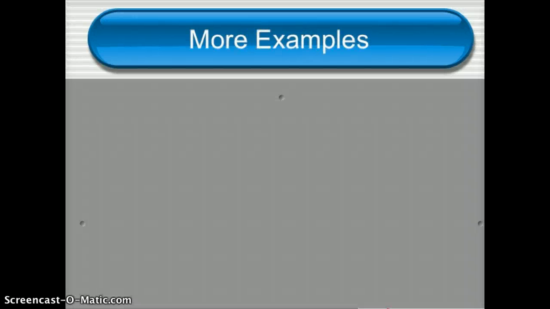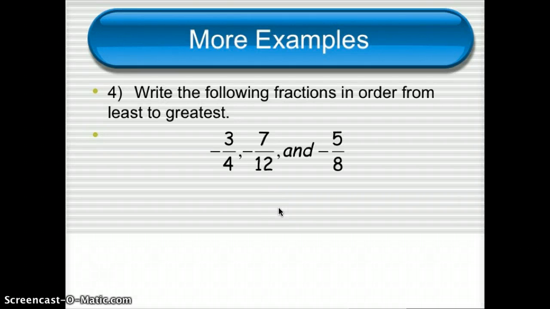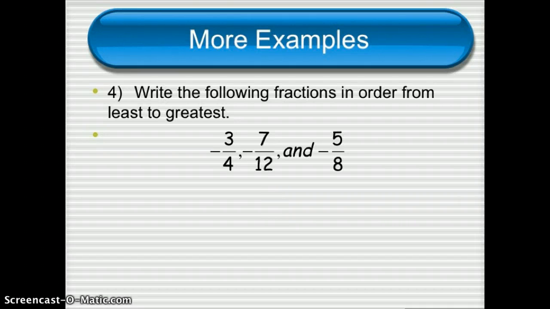Let's look at a few examples. Problems that I want you to try and then check and see if you're getting them right. So here's the first one. Write the following fractions in order from least to greatest. The fractions are -3/4, -7/12, and -5/8. When you want to compare fractions, I want you to do one of the 2 following things. You need to get them in some common form. So either getting a common denominator would be helpful, or writing them as a decimal. I usually pick writing them as a decimal, but I'm going to show you both ways.